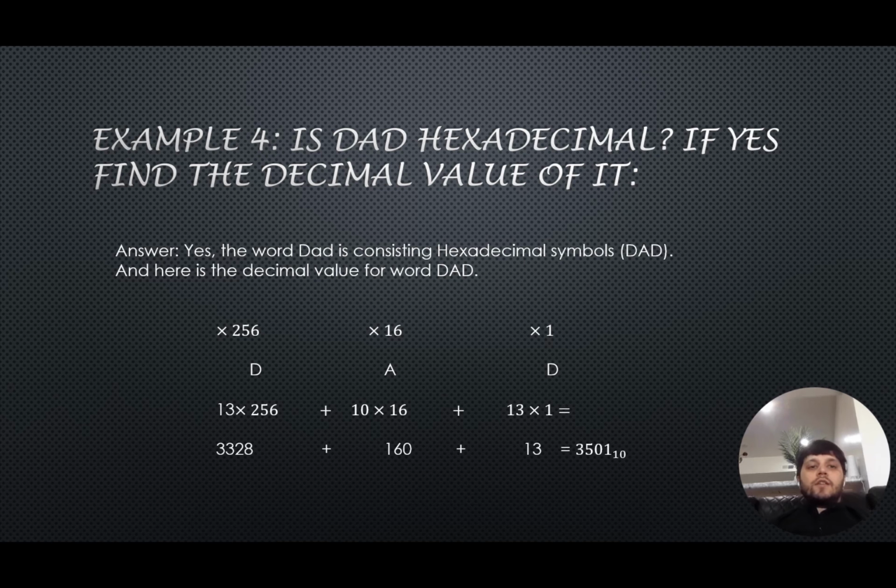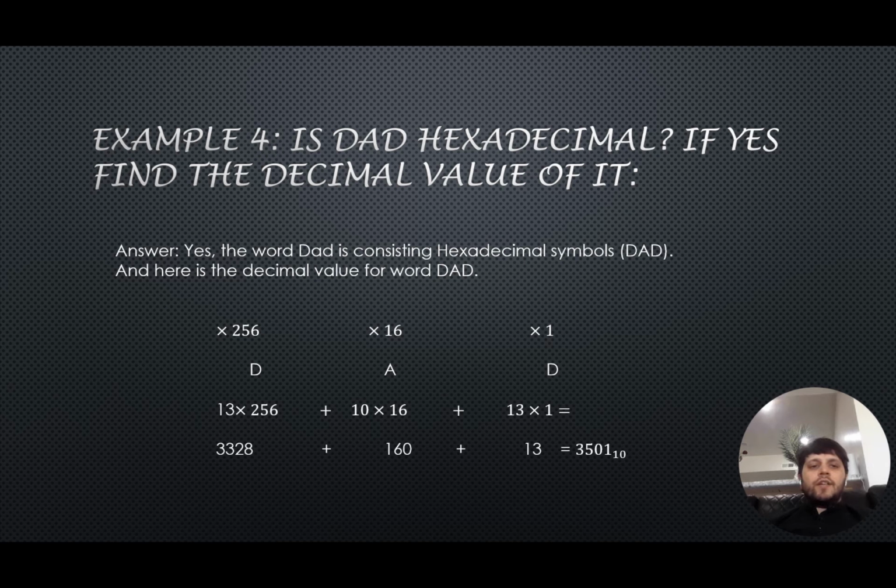Okay, it says example number 4. Is DAD hexadecimal? What? Okay, let's see what it says. If yes, find the decimal value of it. The answer should say, okay, DAD consists of hexadecimal letters, D-A-D. And let's find the decimal value of that too. That's a funny question though. It's alright. That happens when you deal with hexadecimal numbers.